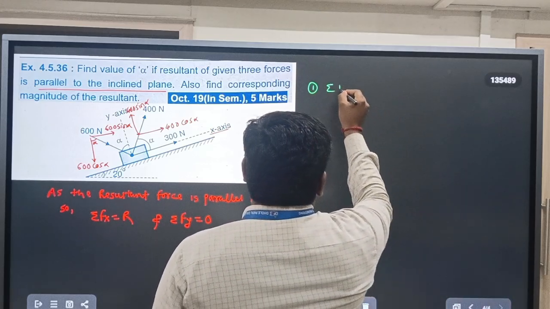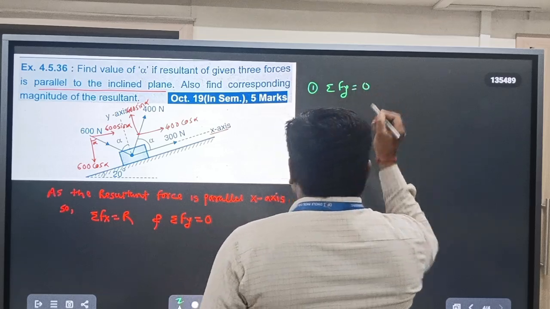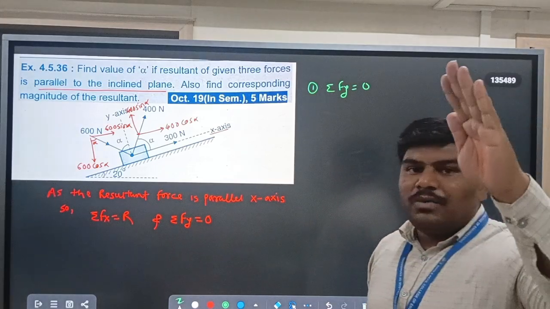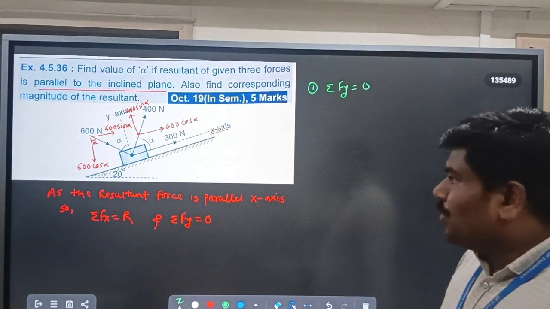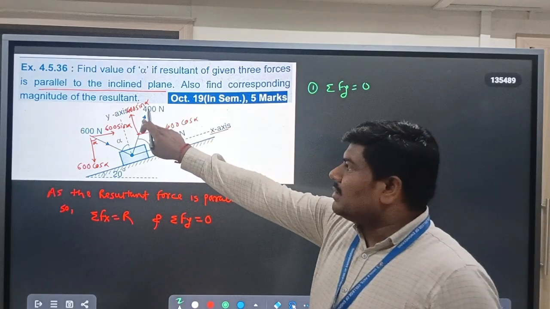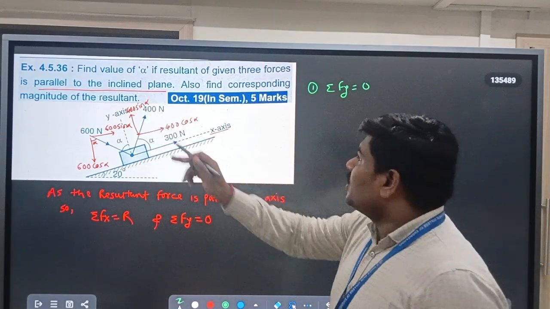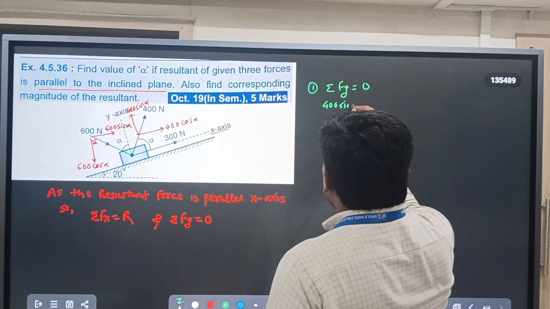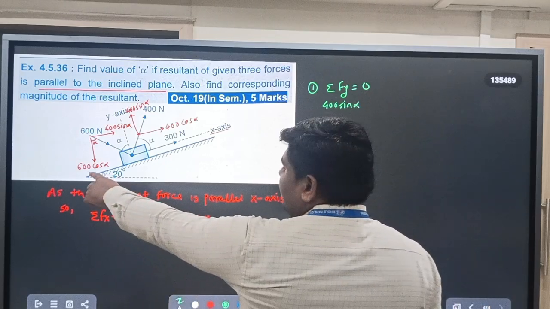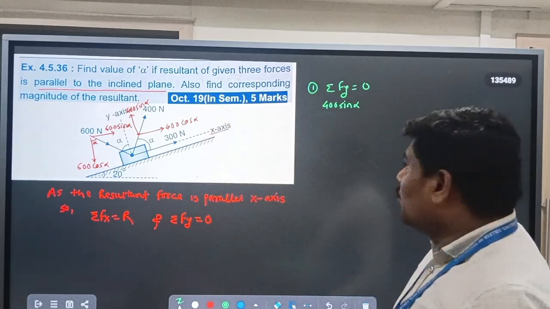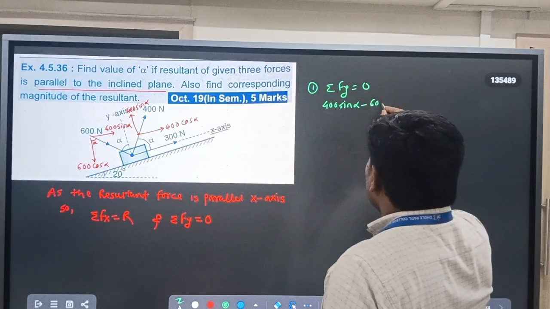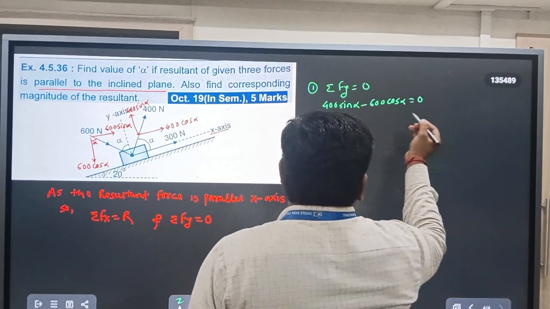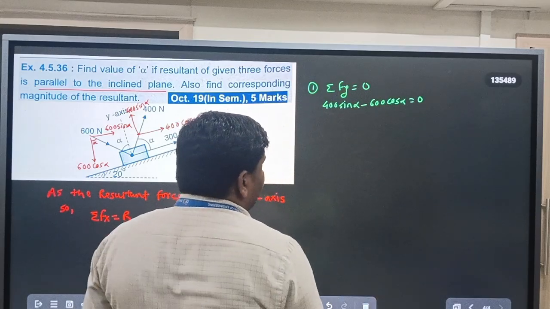Now we are taking the second step. First, F_y is equal to 0. All vertical components which are moving upward are positive, and all vertical components moving downward are negative. The first vertical component is 400 sin alpha moving upward, so it is positive. Next, 600 cos alpha is moving downward, so minus 600 cos alpha equals 0. So this minus on that side becomes plus.